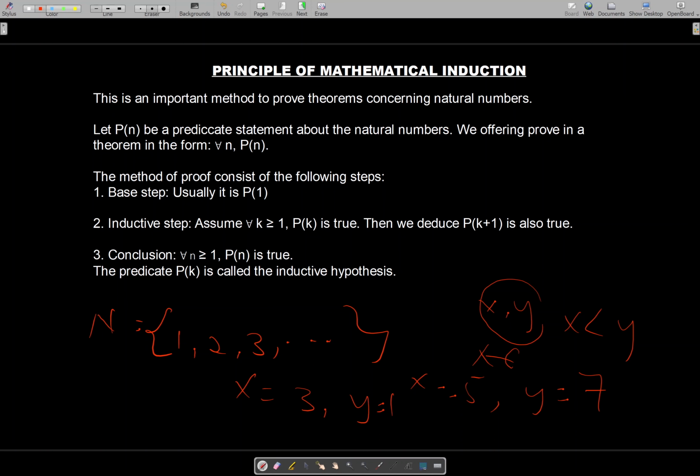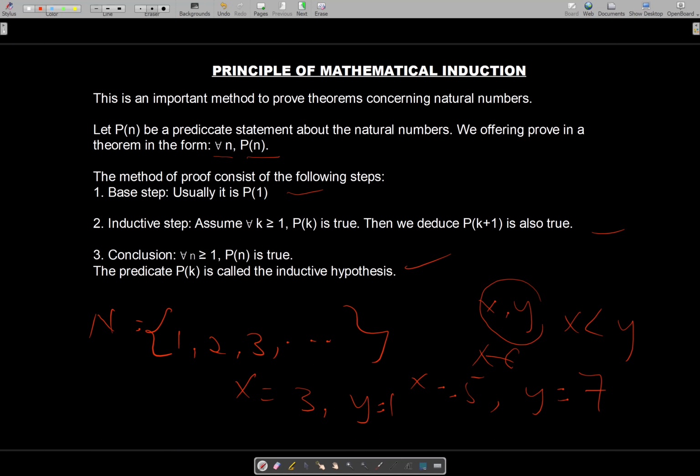a proof in a theorem of the form, for every natural number we have a predicate statement P of n. And this is made up of three main steps: the base step, the inductive step, and the conclusion. In the base step, we normally assign 1 to the variables. This is because the set of natural numbers starts with 1 up towards infinity. In the inductive step, we prove that if P of n, the predicate statement, is true, then the next step, P of n plus 1, is also true.